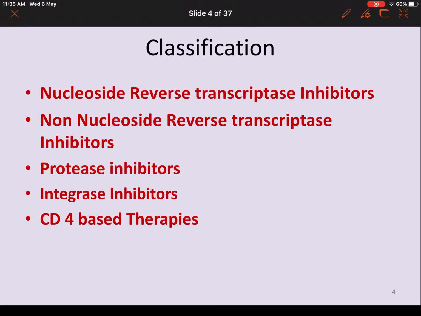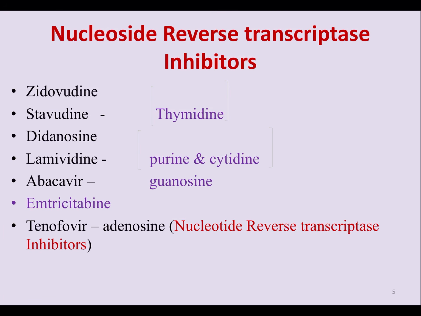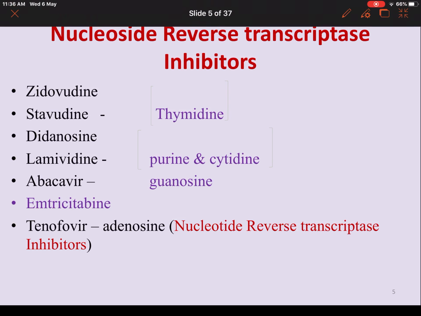What are the drugs used in the treatment of HIV? First of all, we have nucleoside reverse transcriptase inhibitors. We have non-nucleoside reverse transcriptase inhibitors. We have protease inhibitors. We have integrase inhibitors and CD4 based therapies. We'll look into each one of them. First, let's try to understand nucleoside reverse transcriptase and non-nucleoside reverse transcriptase inhibitors. Let's first name the drugs.